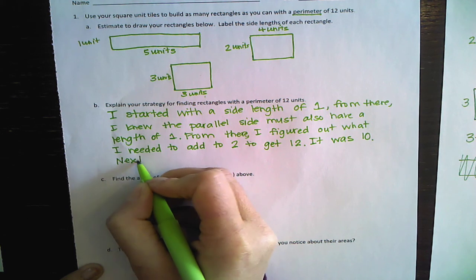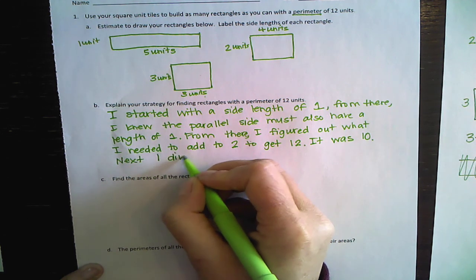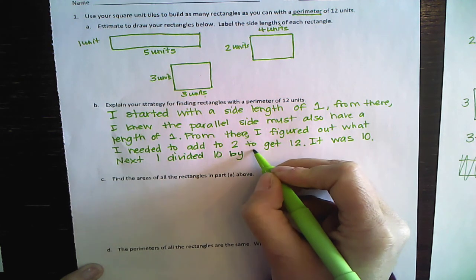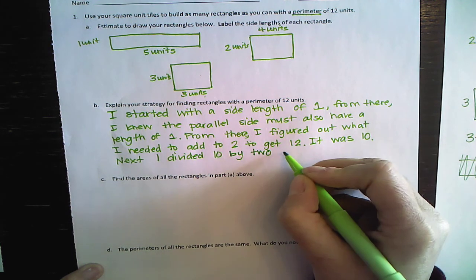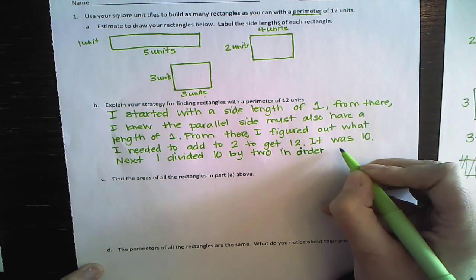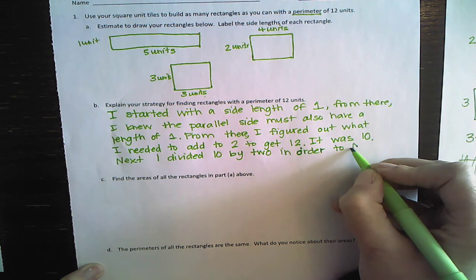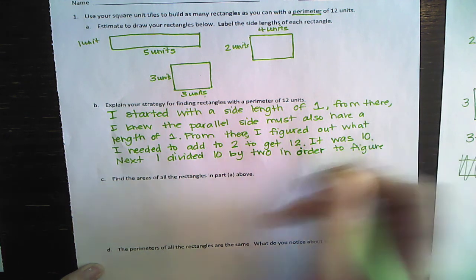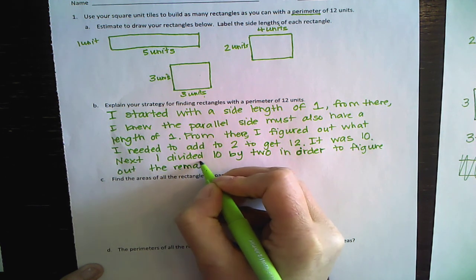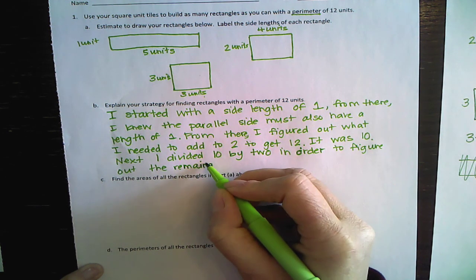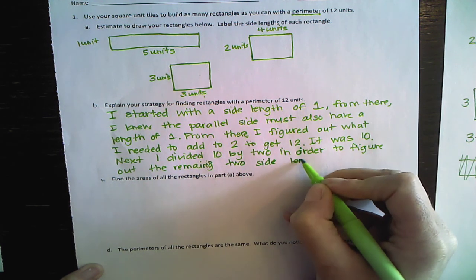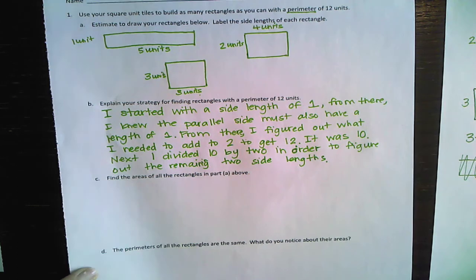Next, I divided 10 by 2 in order to figure out the remaining 2 side lengths. Okay, I'm going to read that again and make sure that makes sense because that was a lot of writing.